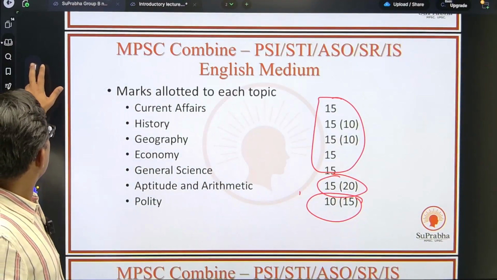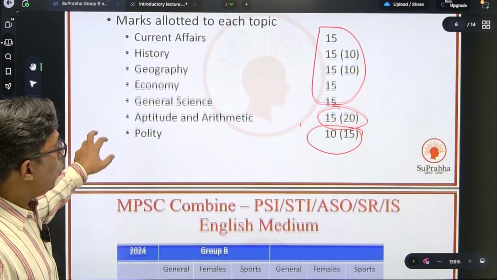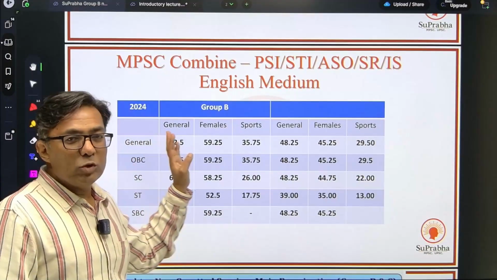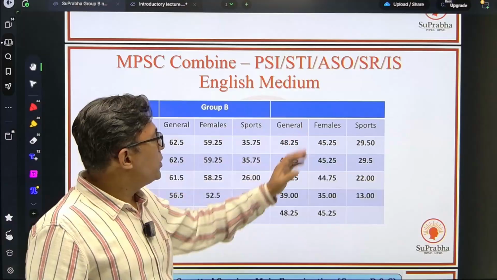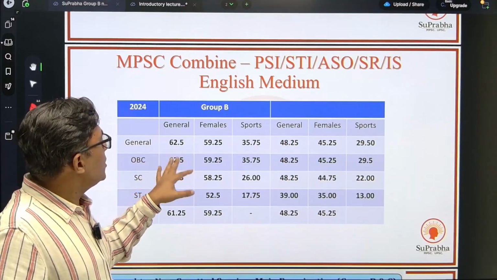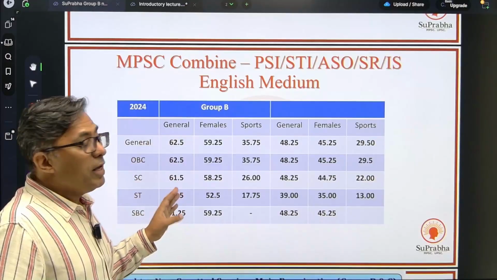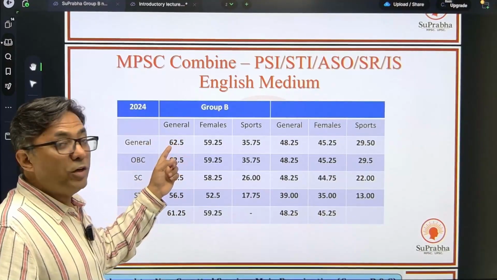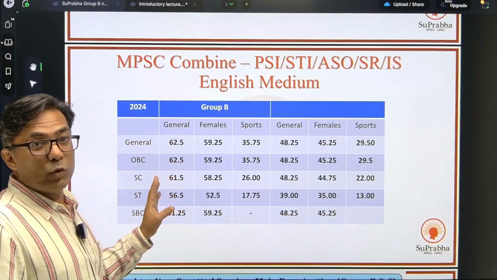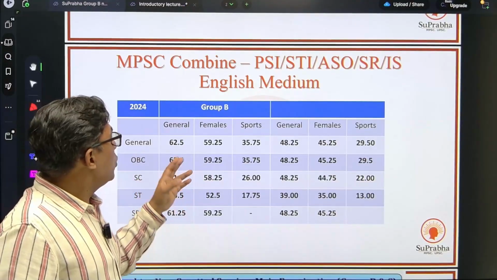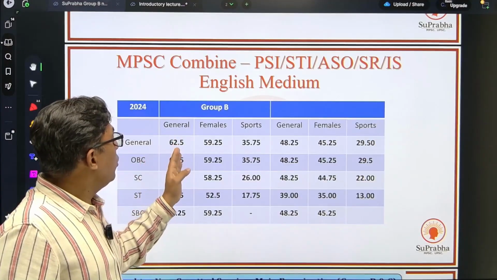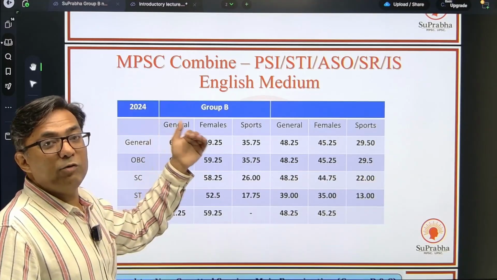Now, what is the general cutoff? Okay, so just to give you a fair idea of the 2024 paper for Group B and Group C, the cutoff has varied. For Group B, the general cutoff, the highest cutoff is 62.5. It is going to vary. So it is out of 100, including whatever negative marks you have scored. Okay, the net marks should be 62.5. If you have got more than this, you are qualified for mains.